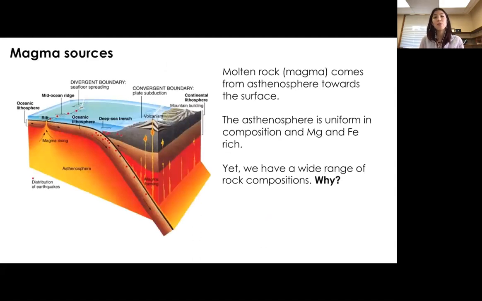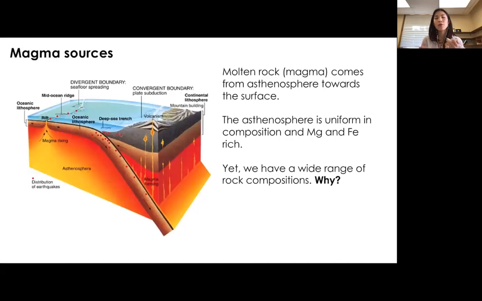So magma originally is going to be sourced from the asthenosphere. And if you remember, tectonic plates are on the crust and the upper mantle. That is this rigid body called the lithosphere. The lithosphere sits on top of the asthenosphere. The asthenosphere is that deeper mantle. The asthenosphere is fairly uniform in composition with a lot of magnesium and iron within it.